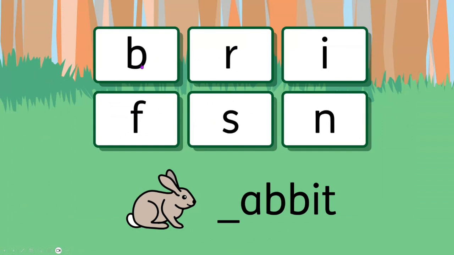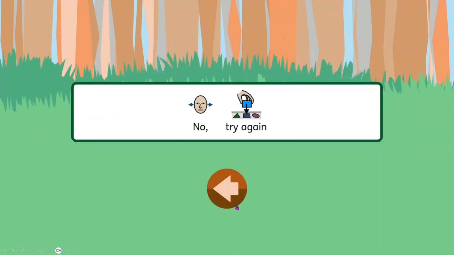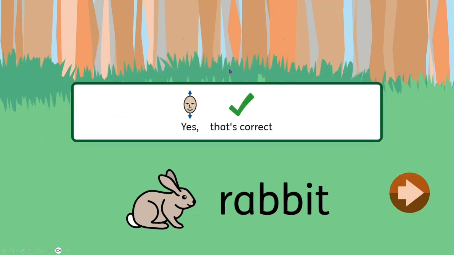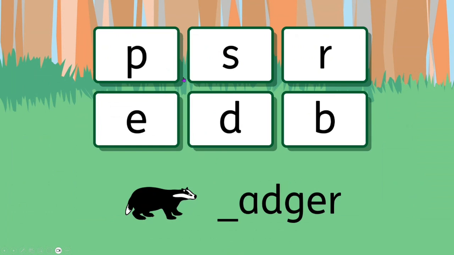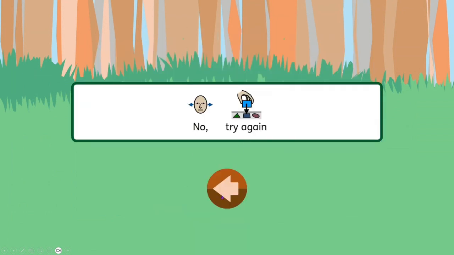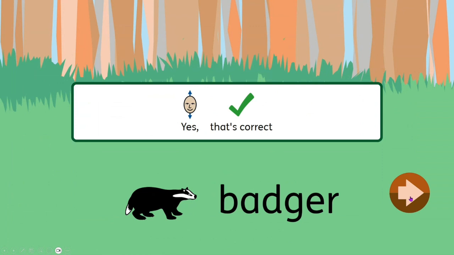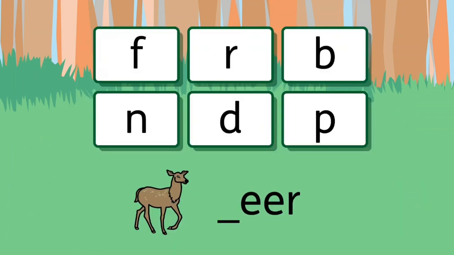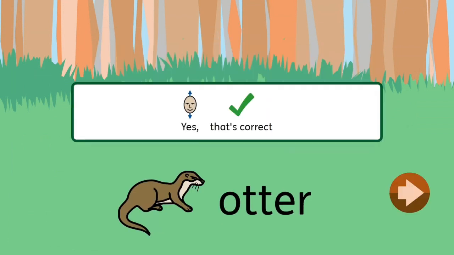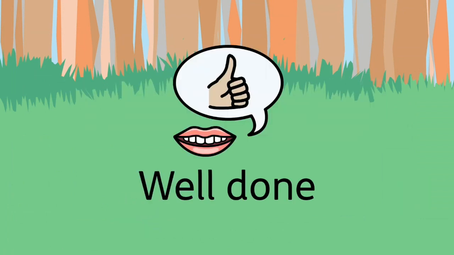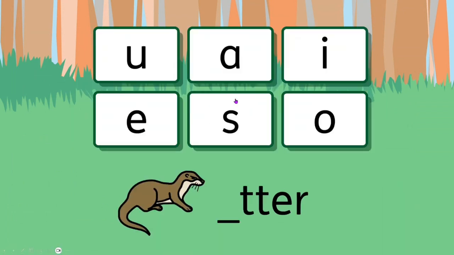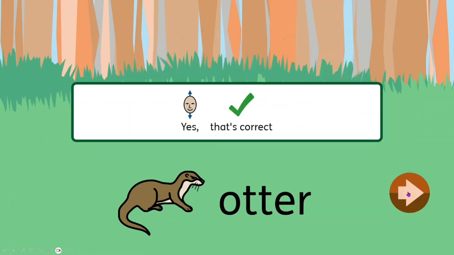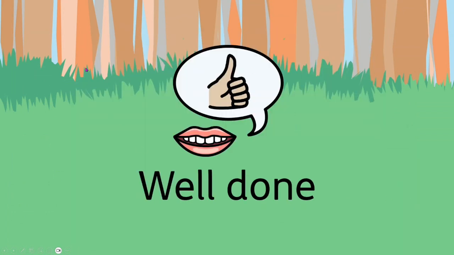So now if I get this wrong, it tells me no, try again. If I get it right, it tells me yes, that's correct, gives me the correct spelling, and then I can move on. So this one we know is wrong, this one we know is right, and so on and so forth. So it makes it a very interactive resource. I'm going to move on to the end, and you can see what happens at the end. So there we go. When we get the last one right, it's telling us it's well done, and that's the end of that presentation.